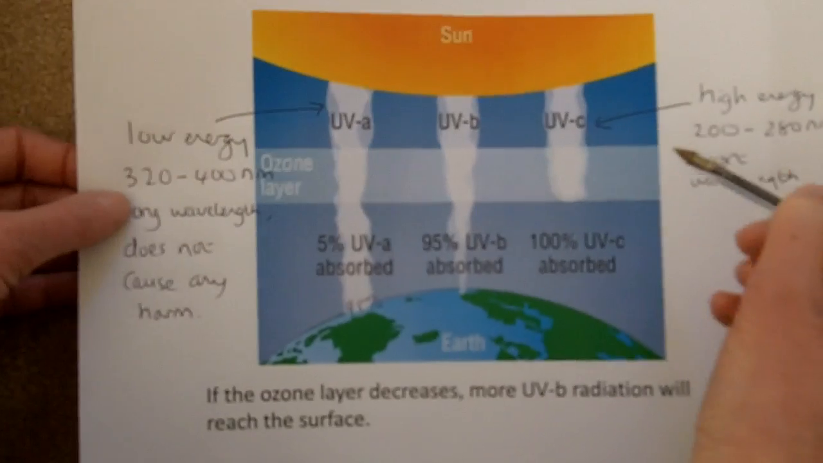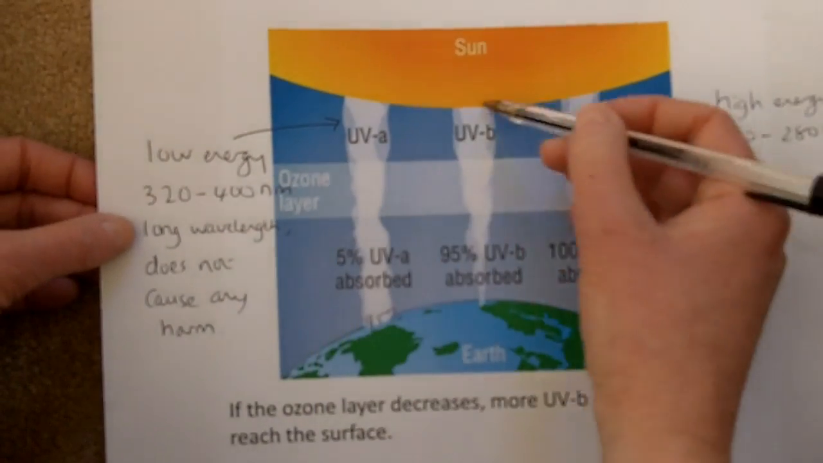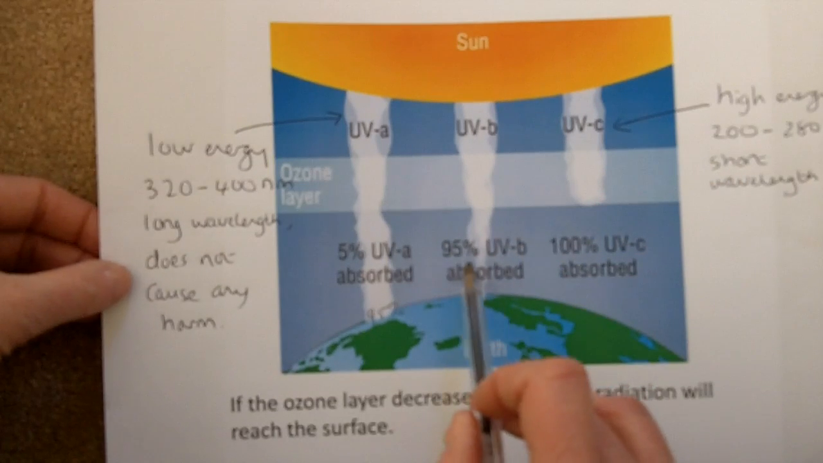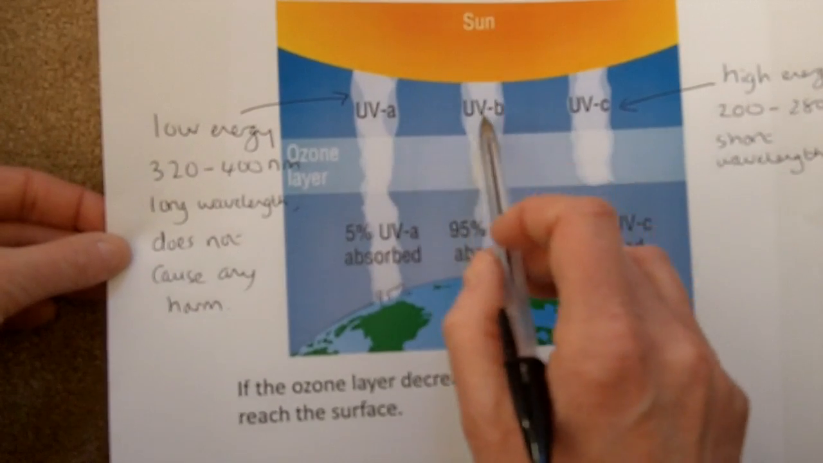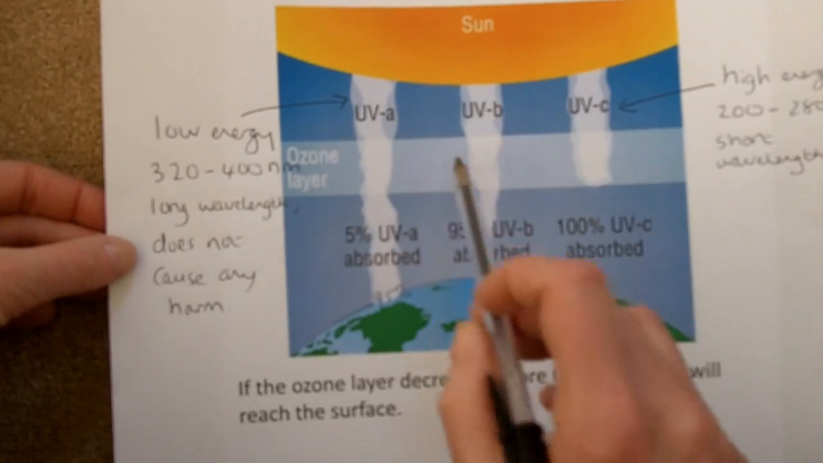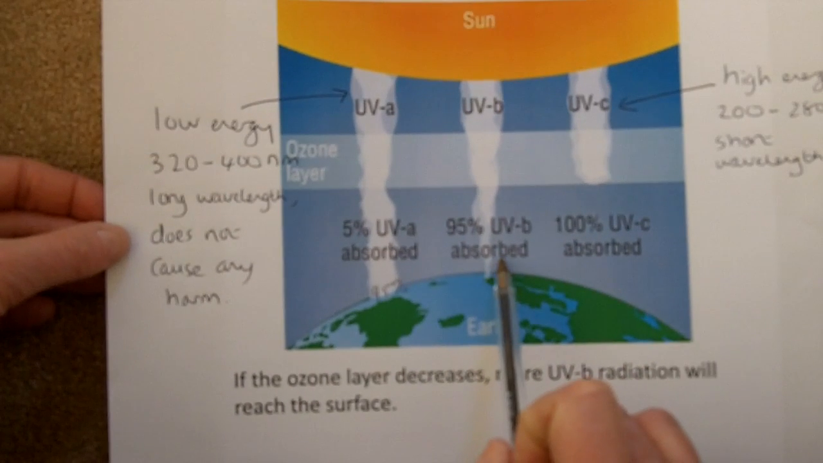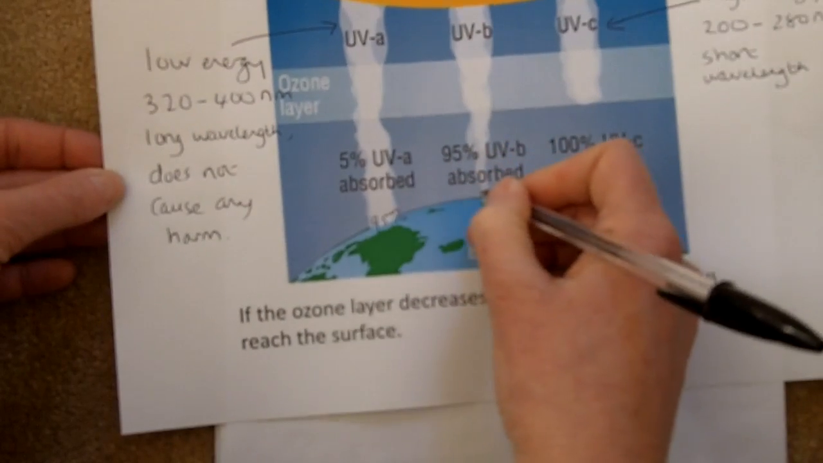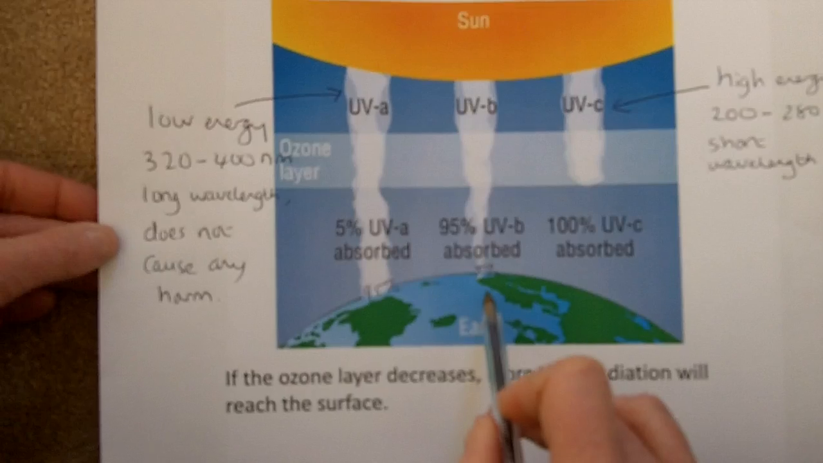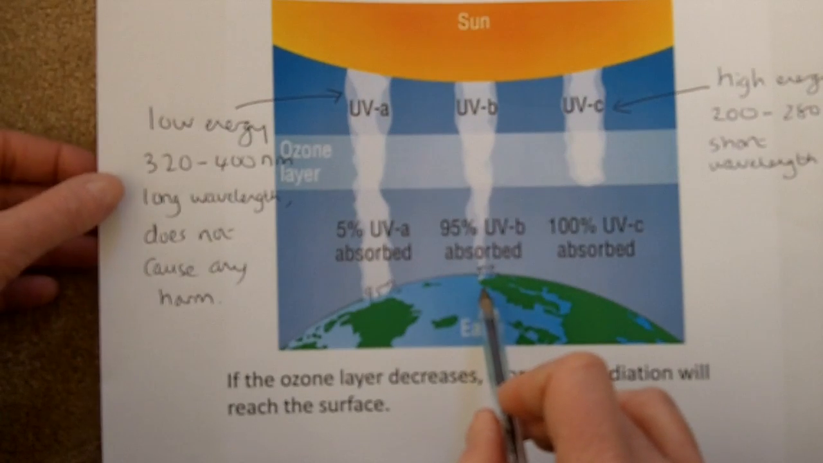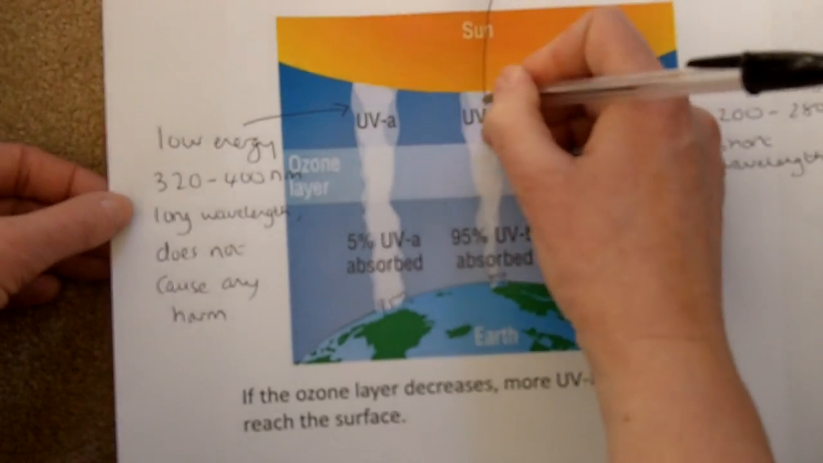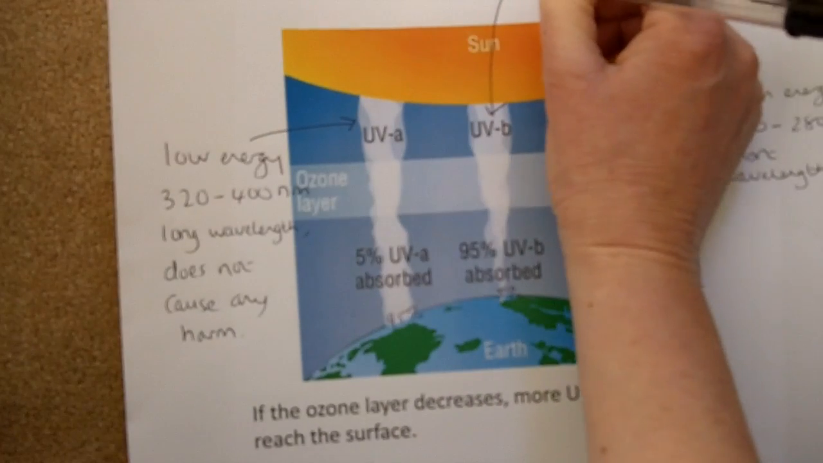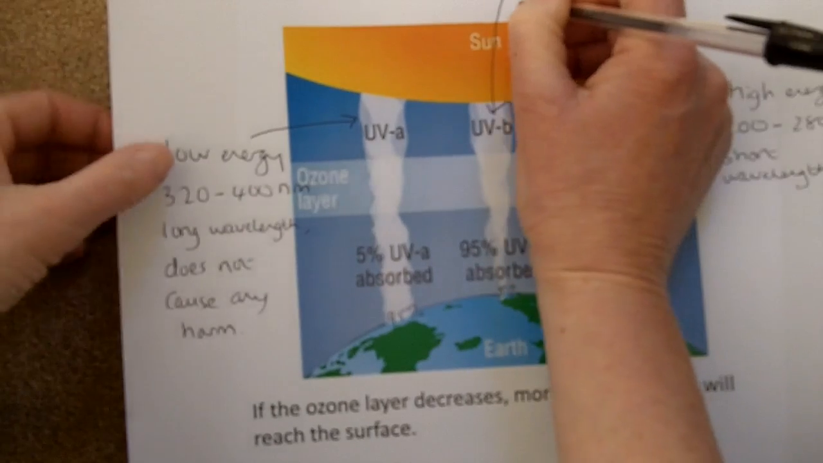Okay, so if that's the high energy one and that's the low energy one, the one we are most concerned about is the one in the middle, UVB. You can see here it says UVB, so this is the middle energy one, in between the two. 95% is absorbed by the ozone layer. Just 5% comes through to the Earth. But this is the one that can cause skin cancer. Okay, so prolonged exposure to this one causes skin cancer.